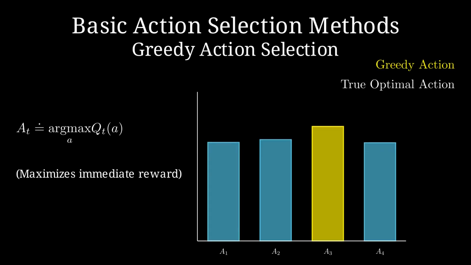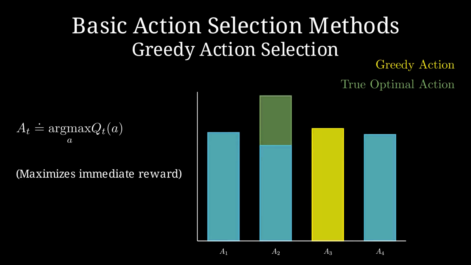However, it has a major drawback. By always choosing the greedy action, the agent fails to explore other actions that could yield better rewards. As a result, greedy action selection is prone to getting stuck in local optima.